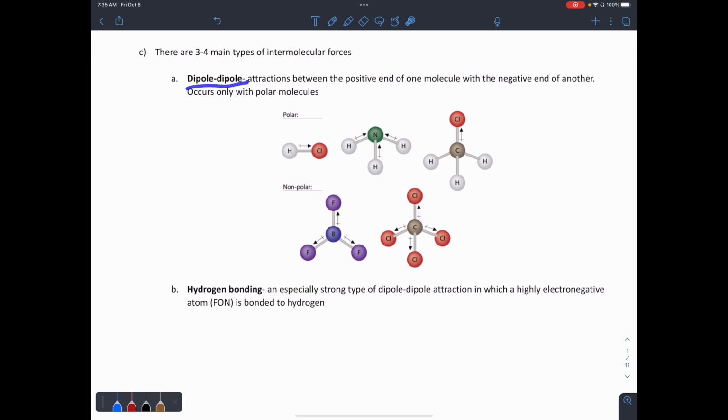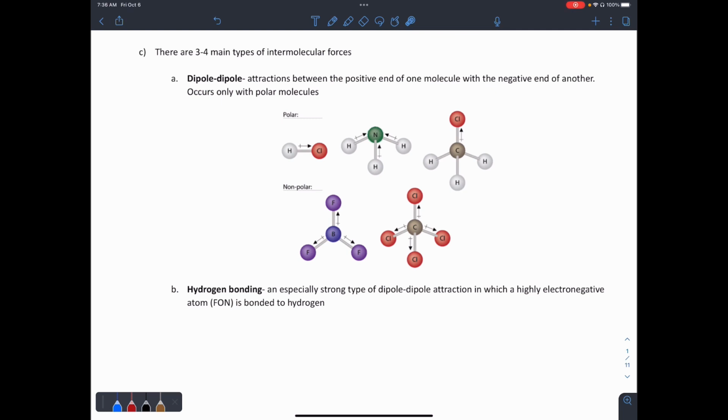The first is dipole-dipole attractions, and this occurs between the positive end of one molecule and the negative end of another. It only occurs with polar molecules. So it will be your job to look at a formula for a molecule, know if it is polar, and if it is, then you know that it is capable of forming dipole-dipole attractions.